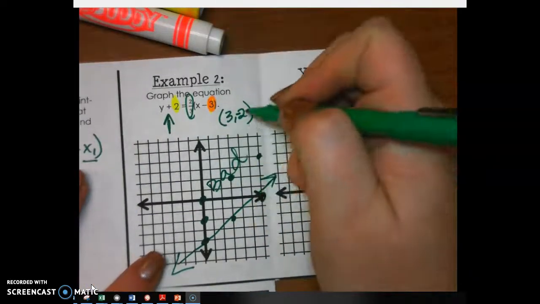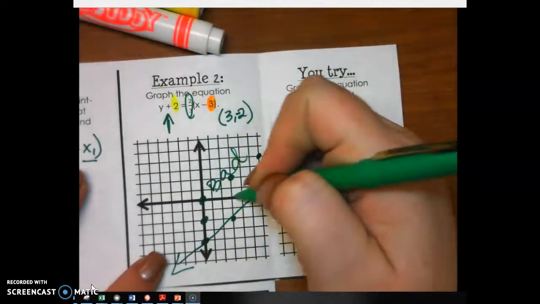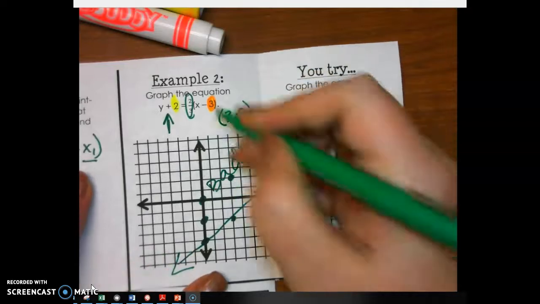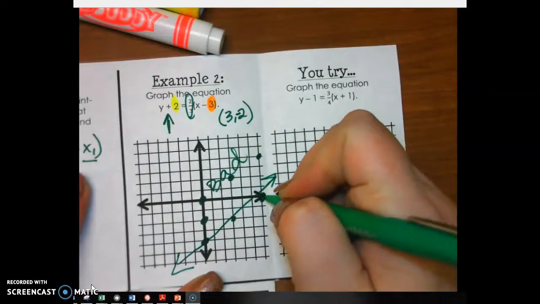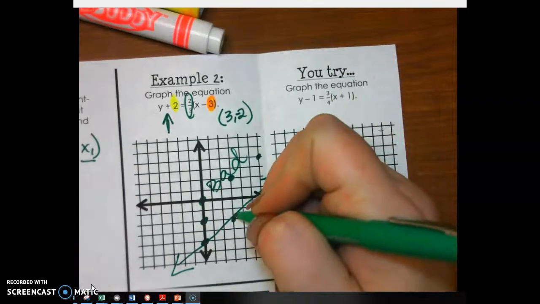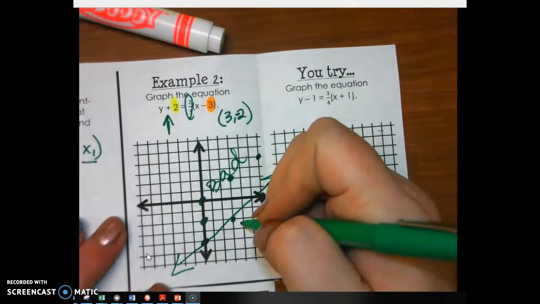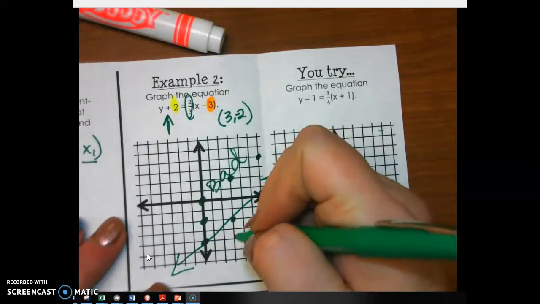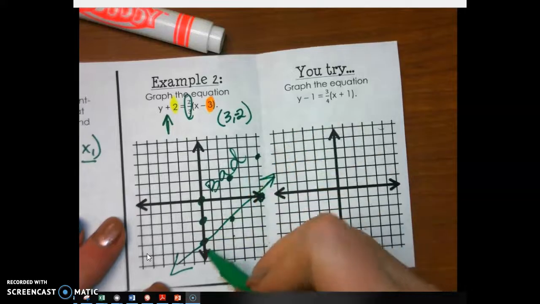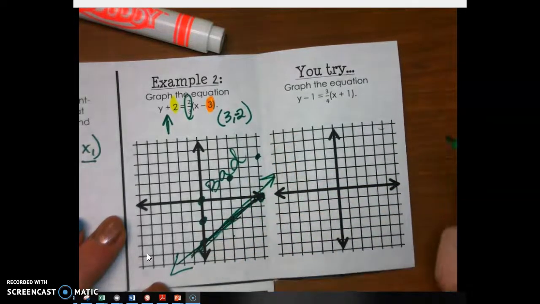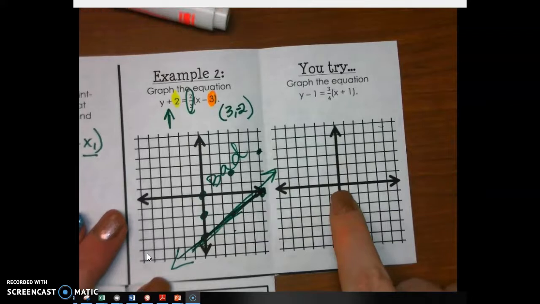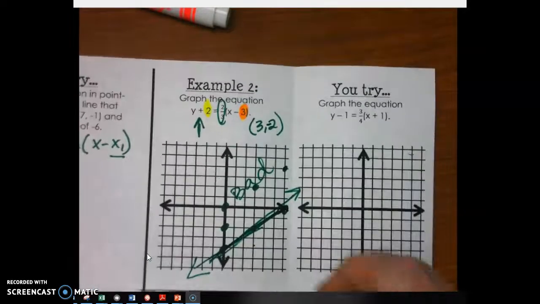Okay, so when I plot 3, negative 2, and then I do my slope, up 2 over 3, I land right here. And then I come down, then you're going to go down 2 and backwards 3. So now you've got the right line right here. Sorry about that. So you try this one. See if you can make fewer mistakes than I do.